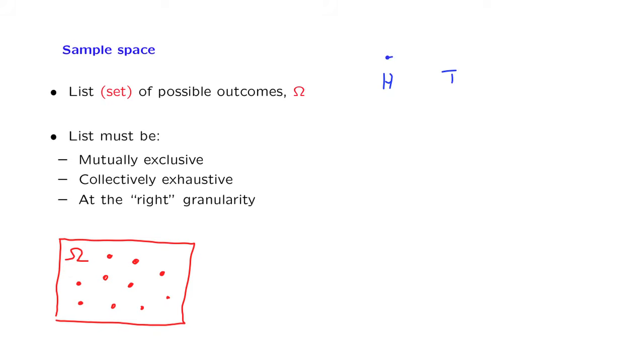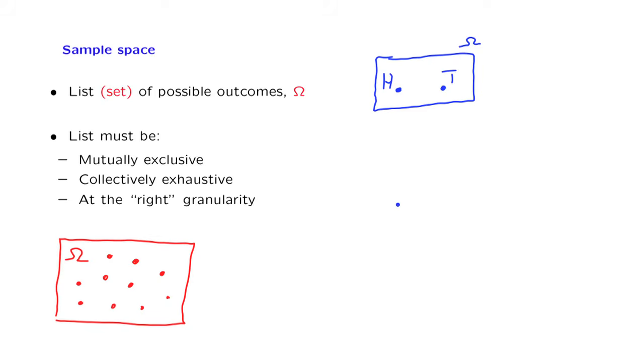So you have a perfectly legitimate sample space for this experiment, which consists of just 2 points, heads and tails. Together, these two outcomes exhaust all possibilities, and the two outcomes are mutually exclusive. So this is a very legitimate sample space for this experiment.